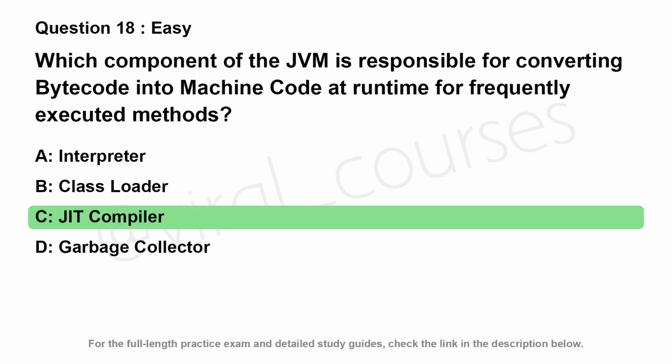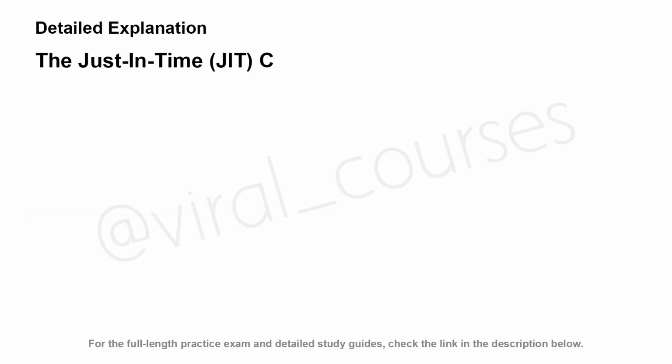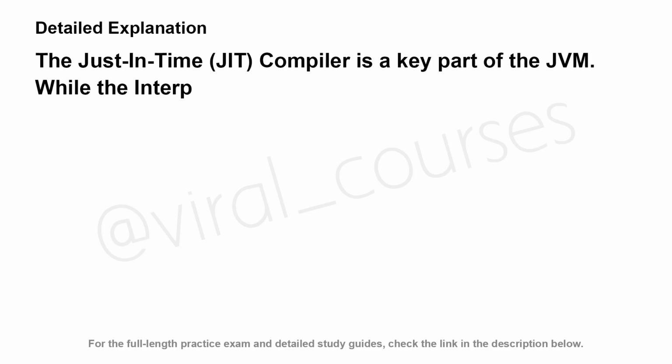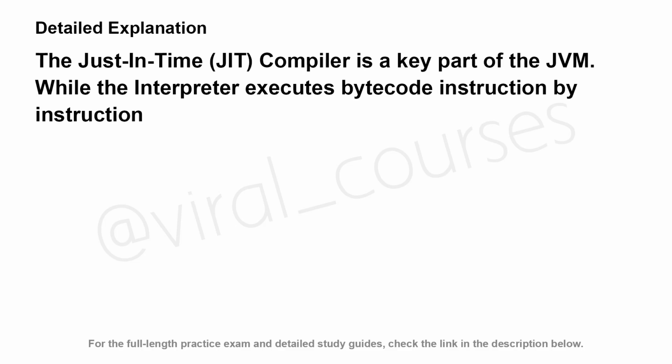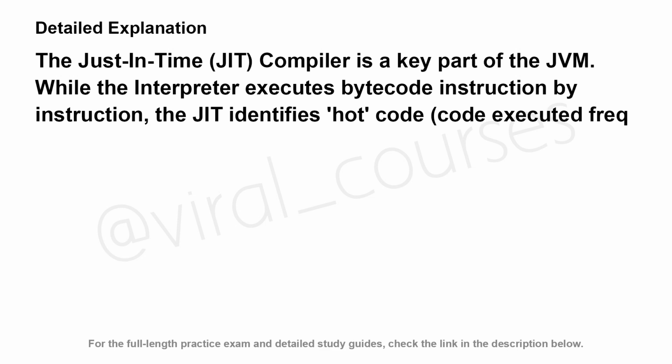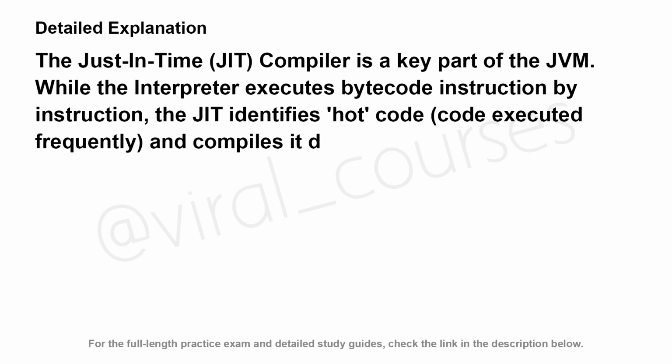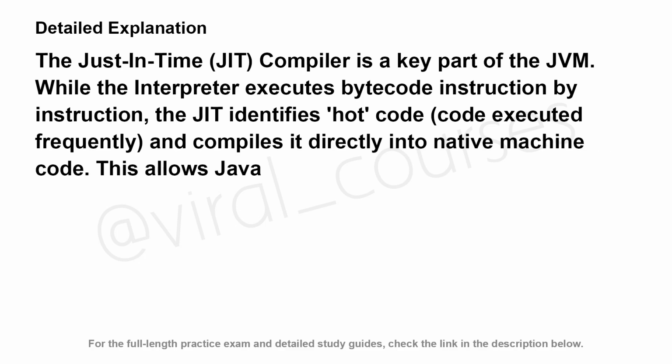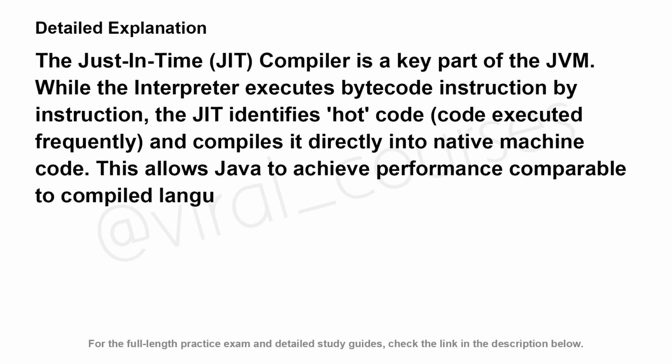The correct answer is C. The Just-In-Time (JIT) compiler is a key part of the JVM. While the interpreter executes bytecode instruction by instruction, the JIT identifies hot code, executed frequently, and compiles it directly into native machine code. This allows Java to achieve performance comparable to compiled languages like C++.